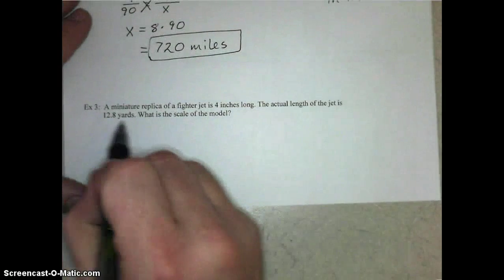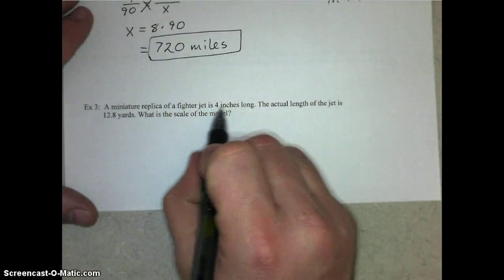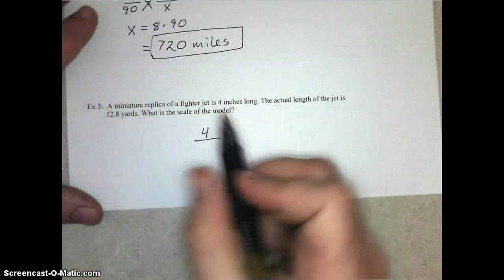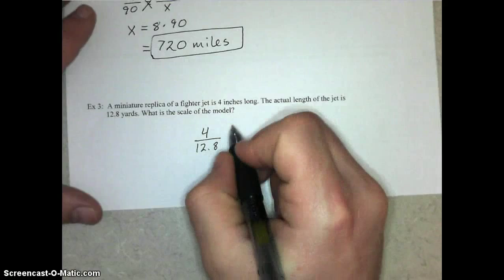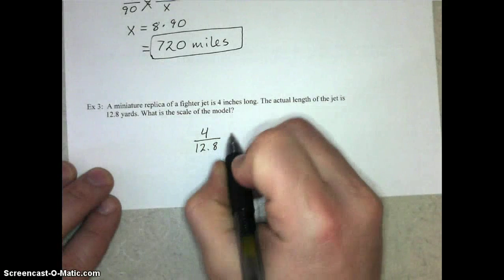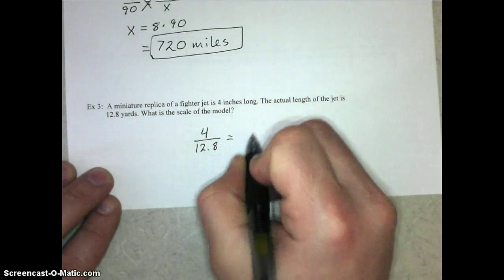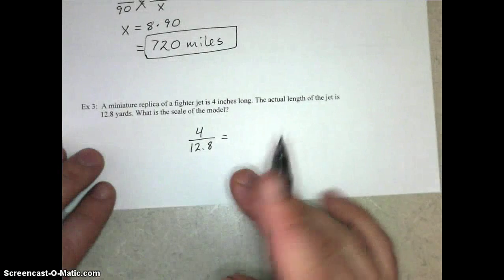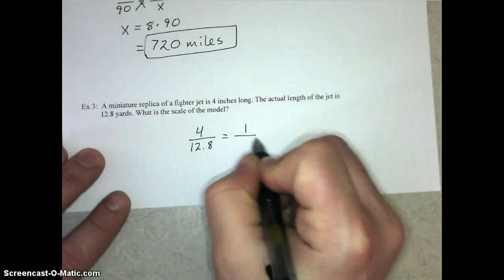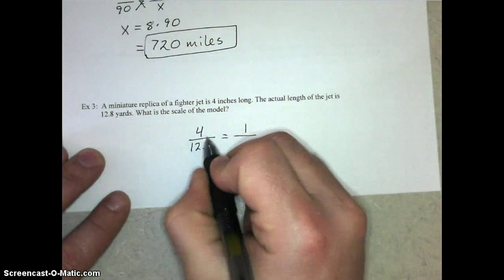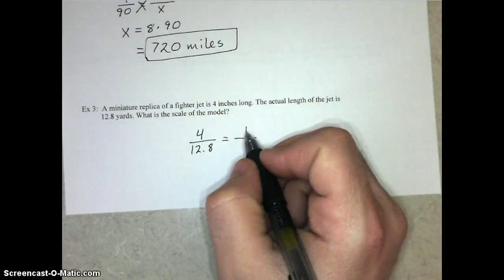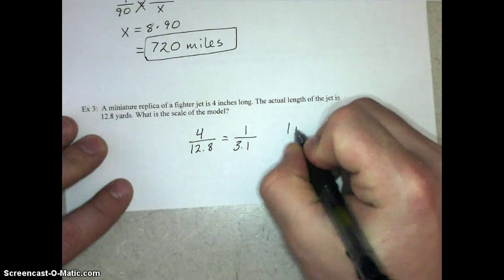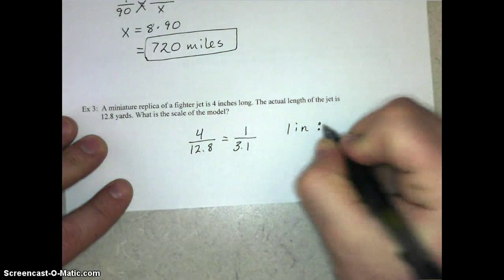And so we're going to represent the length of the model as 4 inches to the actual length of that same jet of 12.8, and we're going to write that in terms of 1 inch to how many actual yards we get. Okay, so in order to make this a 1 over something fraction, we need to divide both of these by 4. So I'm going to take 12.8 and divide it by 4, and we get 3.2. That means our scale is 1 inch to 3.2.